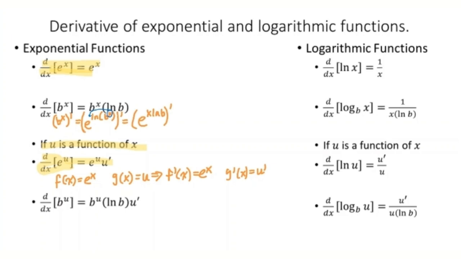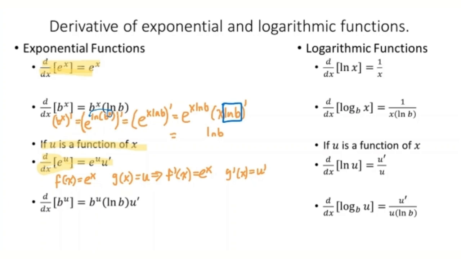So using our chain rule that we discussed below, the derivative of e to the x natural log of b would be e raised to the x natural log of b times the derivative of x natural log of b. Keep in mind, natural log of b is just a constant. So when we take the derivative of x natural log of b, that would just be natural log of b.